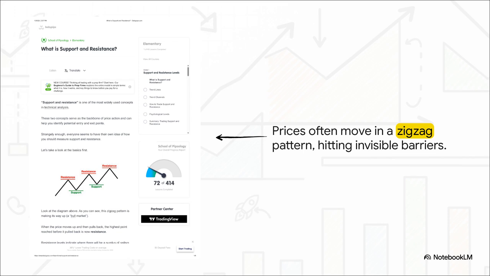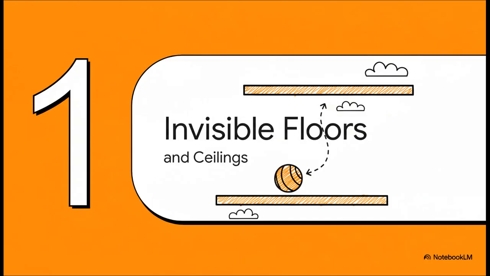and once you understand them, you can start to read the story of the chart. Okay, so the easiest way to get your head around this is to picture them as floors and ceilings. Seriously, just imagine the price is a little bouncing ball, and it's moving between this floor below it and a ceiling above it. Let's break down exactly what that means.